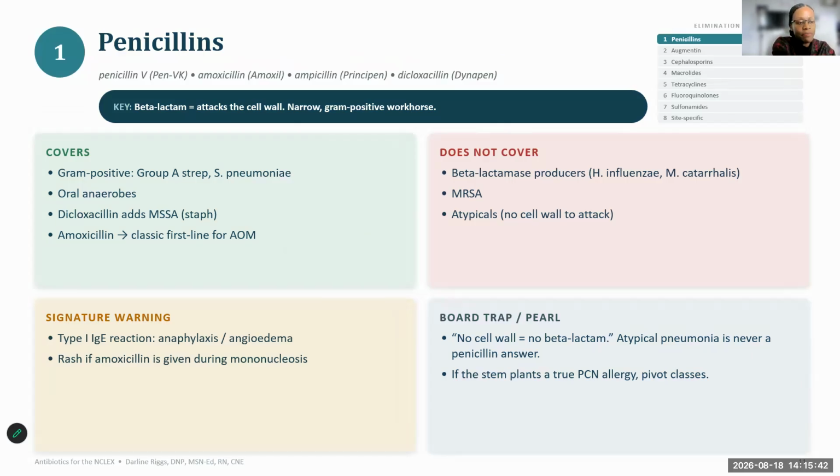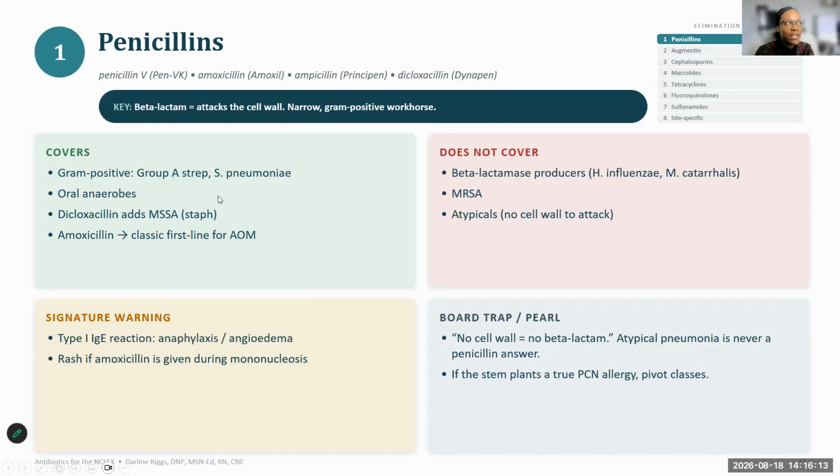So this is going to seem like a broken record, the way I cover this, the repetition. So here we are with option number 1, the penicillin. What do they cover? What do they not cover? What are some of the signature warnings, right? So let's go. So penicillin, we're talking penicillin V. I give you both brand and generic names: amoxicillin, Amoxil, ampicillin, penicillin, dicloxacillin, Dynapen. So what do they cover?